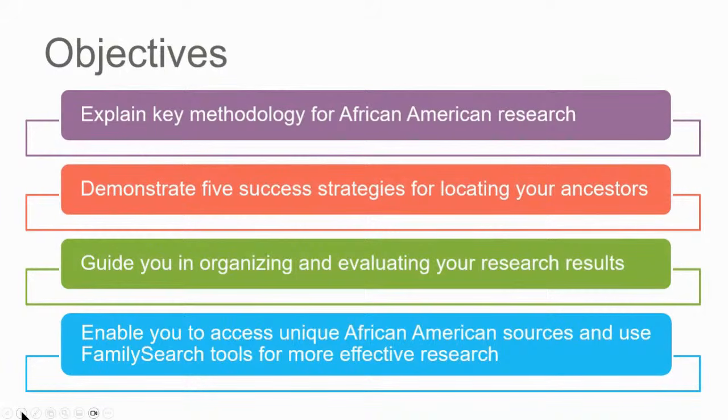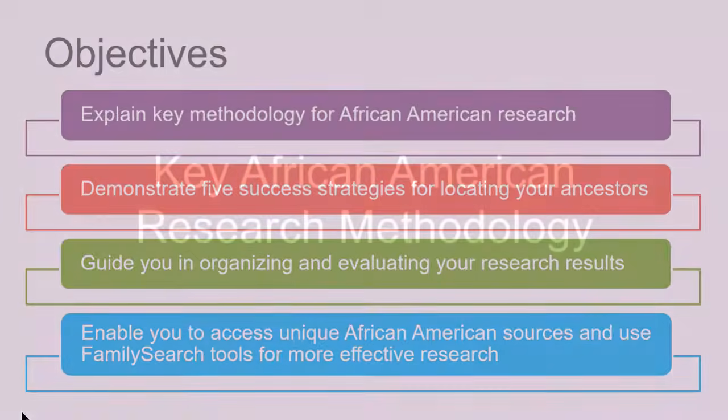Welcome to African American Records and Strategies. I have 4 main objectives for this class. First, I'll explain some key methodology for African American genealogical research. Then I will demonstrate 5 success strategies for locating your ancestors in historical records. Third, I'll guide you in organizing and evaluating your research results. And finally, I will enable you to access unique African American sources and use FamilySearch tools to make your research time more effective.